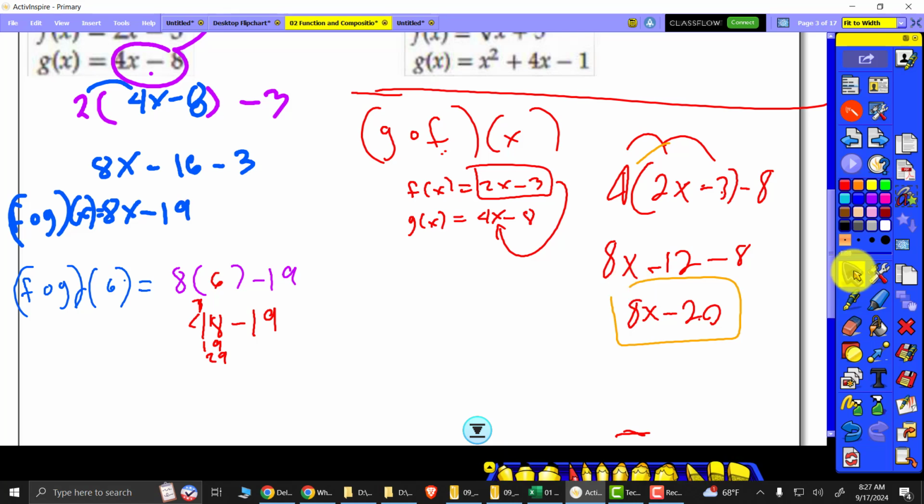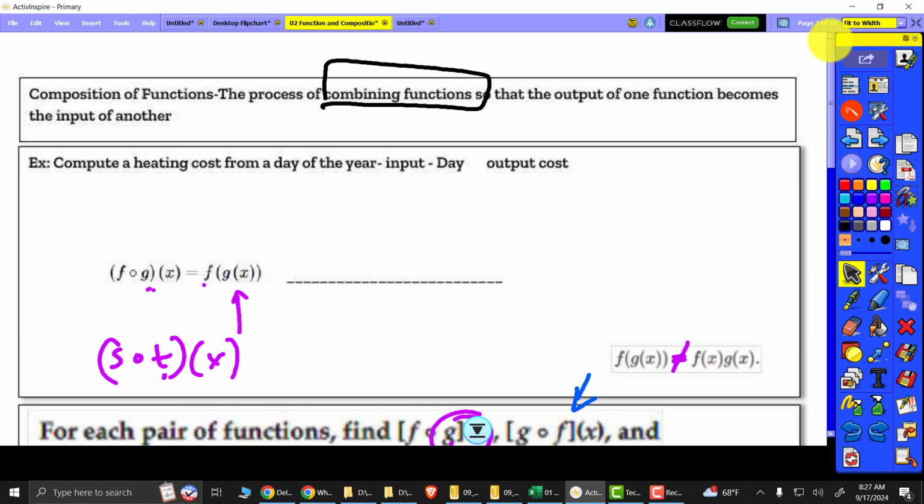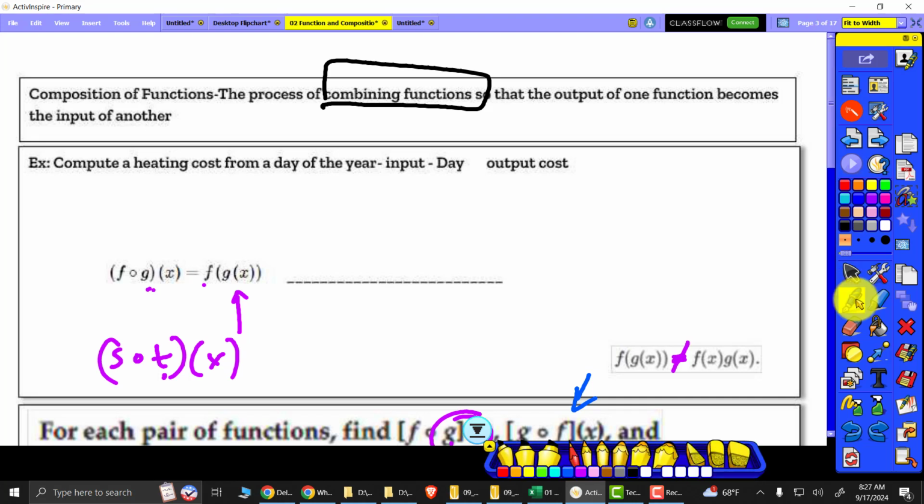Okay, it seems like most of you did copy this one over here. So if I have s of p of x, it means that I'll start with my p of x first, and after you get that, you plug that one into your s. So the order is very, very important. The function closer to the x, that's the one that you have to use and plug it into the other function that's farther.